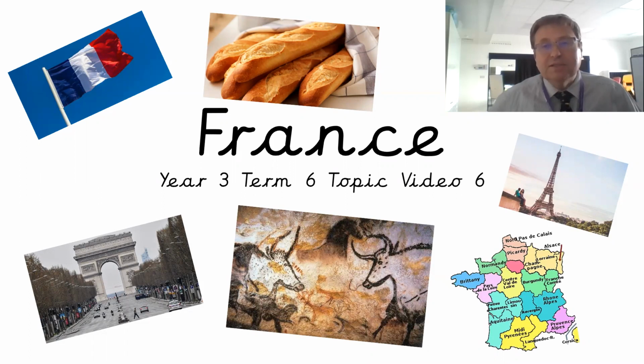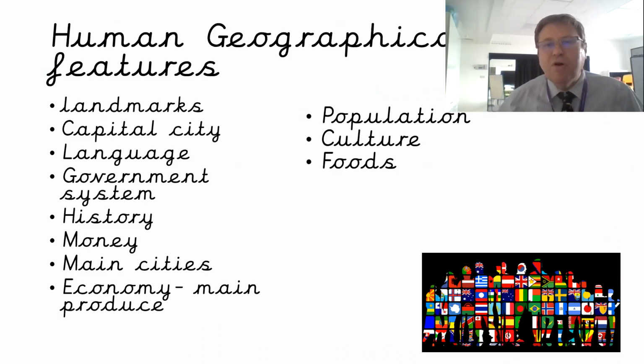Today's topic lesson is all about human geography. Now, I hope you remember from our work last term what human geography is. Last term we looked at the kind of things that we study when we look at human geography, like landmarks of countries, capital cities, the language they speak, which in France is French, the government system, how the politics is organised, and the history of the country, what the key things were that happened in their history, like for us, for example, the Romans invaded France.